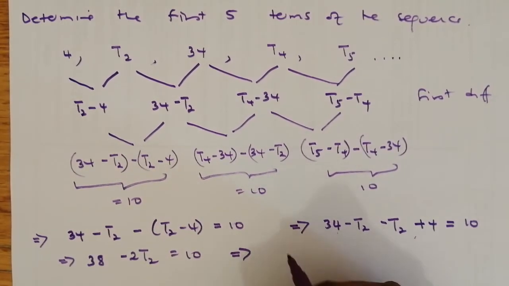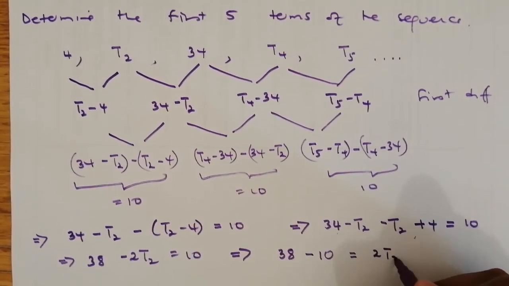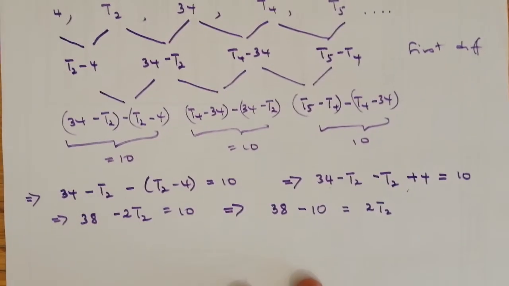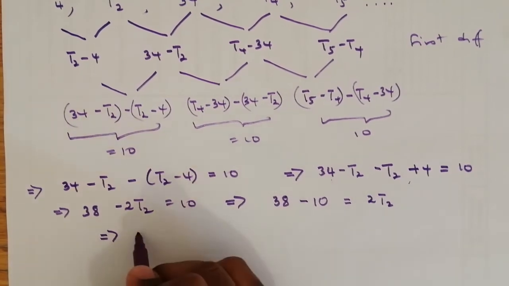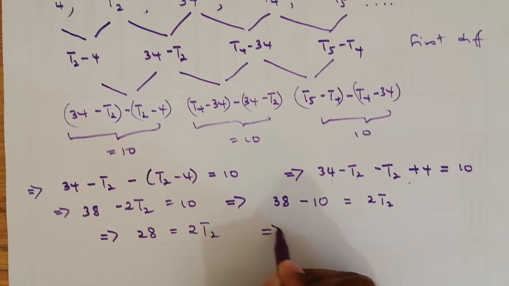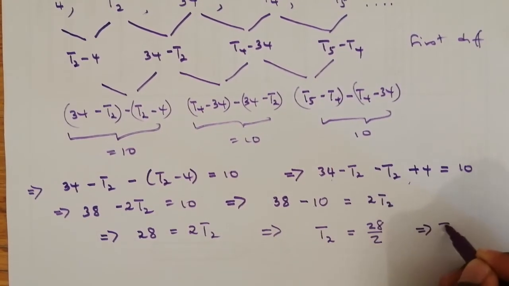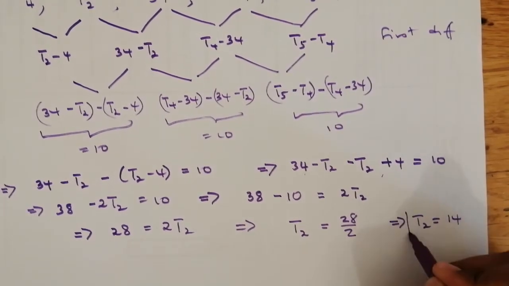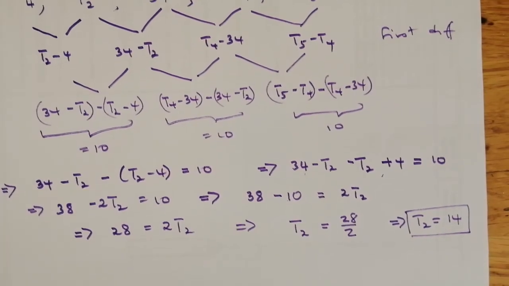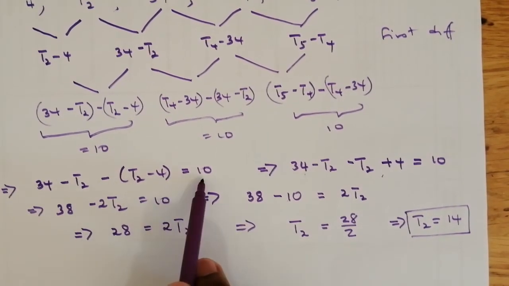Let's take T2 to the other side. So 38 minus 10 is equal to 2T2. 38 minus 10 is 28, which equals 2T2. That means T2 equals 28 divided by 2, so T2 is 14. So we're able to find T2, and how we found T2 is that the second difference of a quadratic sequence is constant. It's common, it's 10. This was the second difference, which had to equal 10.